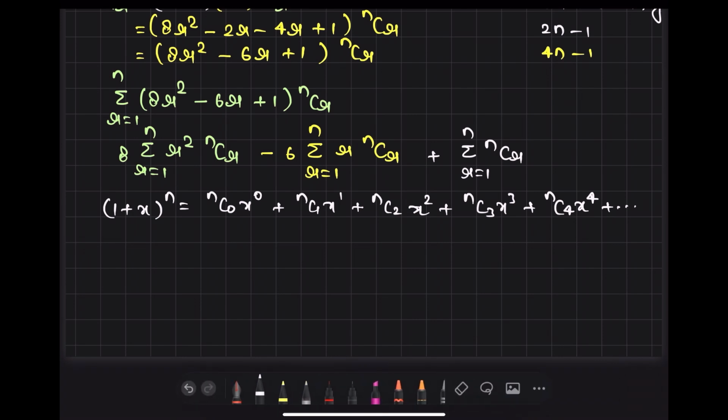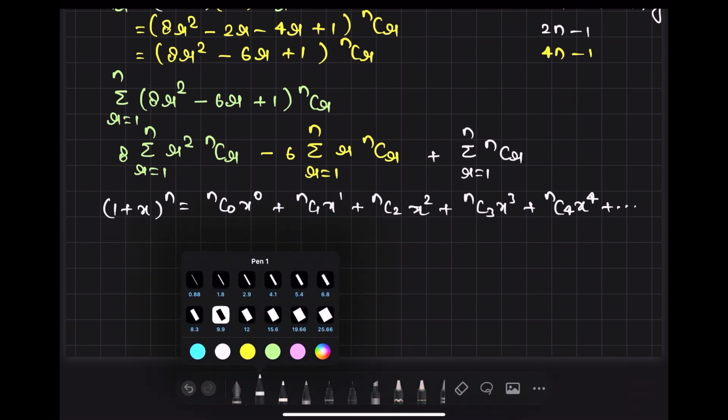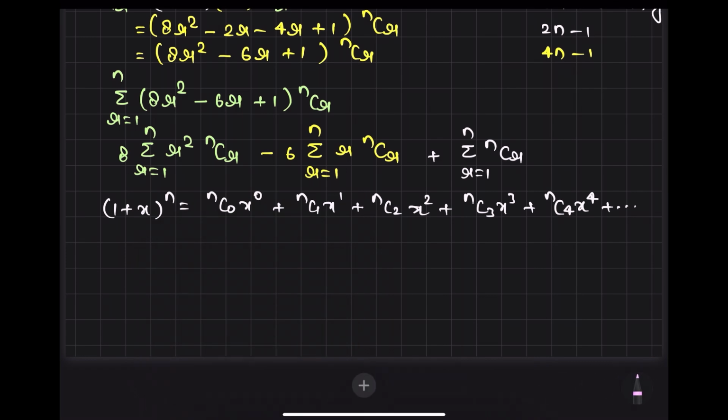Now look at this, what I will do. Suppose I replace x with 1, so what will I get? I will get 2 power n equals nC0 plus nC1 plus nC2 plus nC3 plus nC4, dot dot dot. And look at here, what is this? This is nC1 plus nC2 plus nC3 plus nC4, dot dot dot nCn. So can I send this first term to this side?